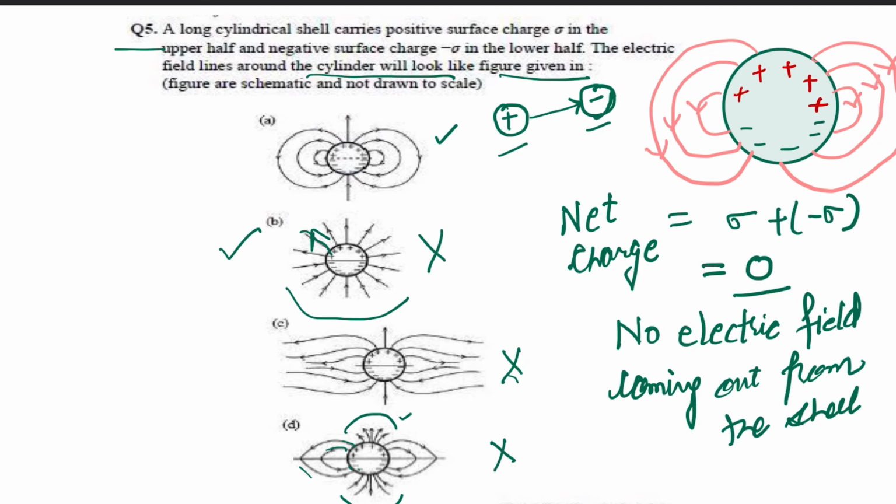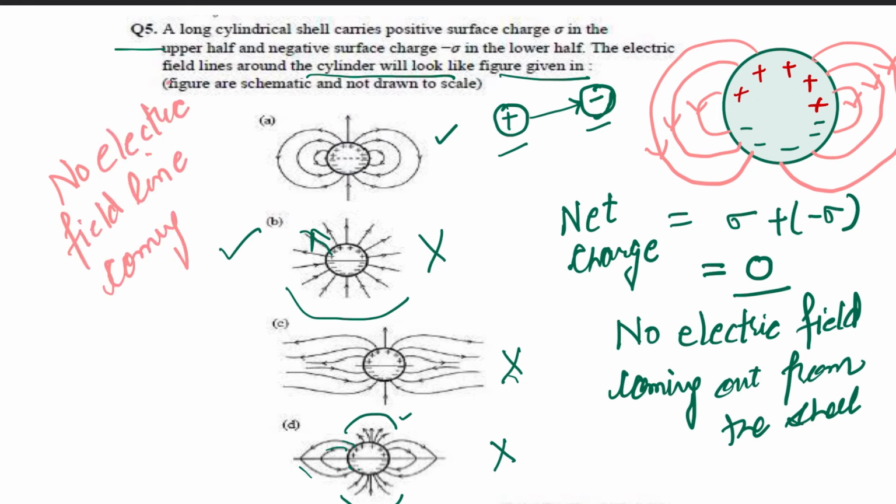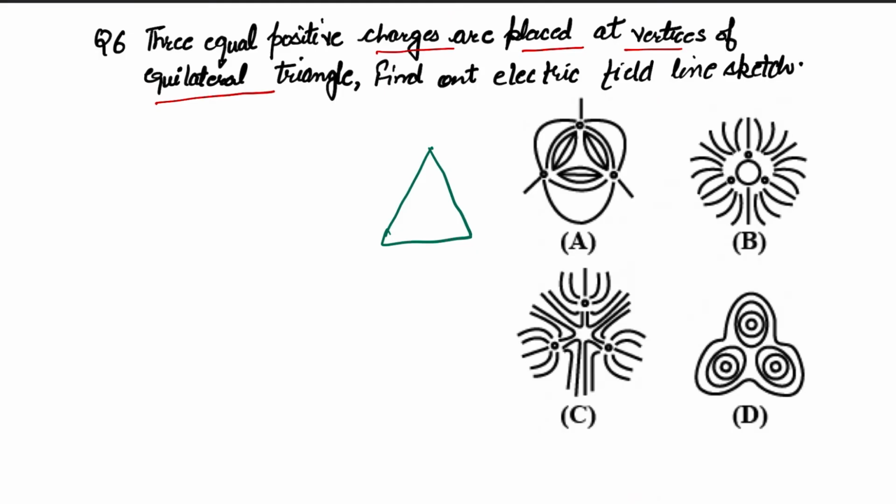So if you view from a distance, you will find no electric field line coming out. No electric field line is coming out from option A. So option A is the correct answer, which is providing you the net charge as 0. No electric field line is coming out. Next is question number 6.